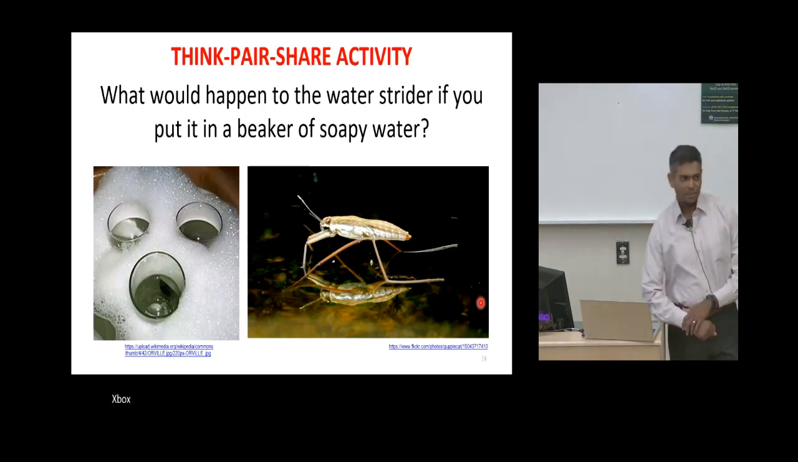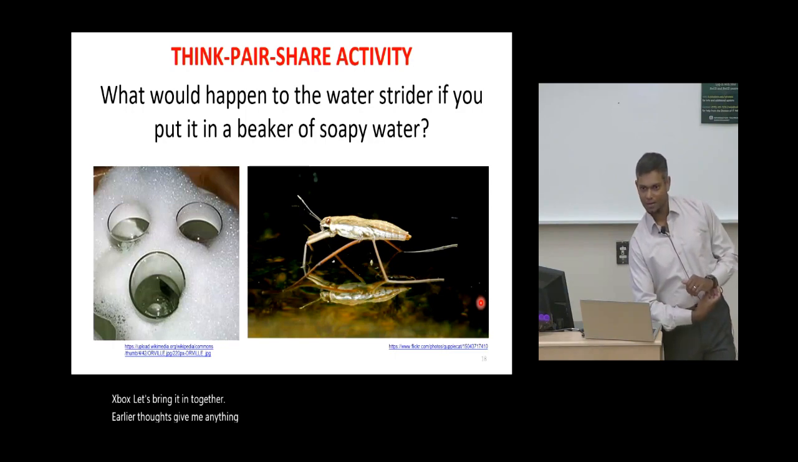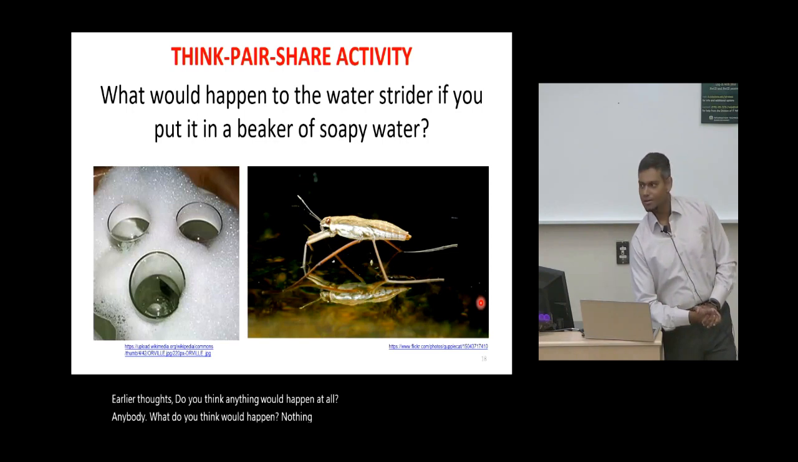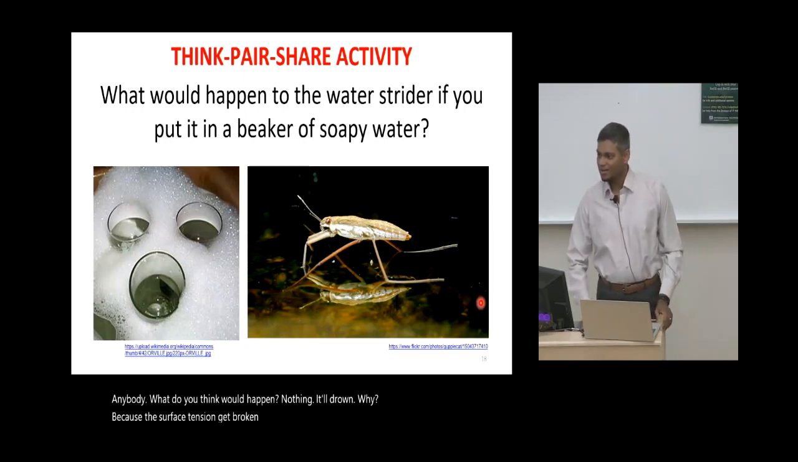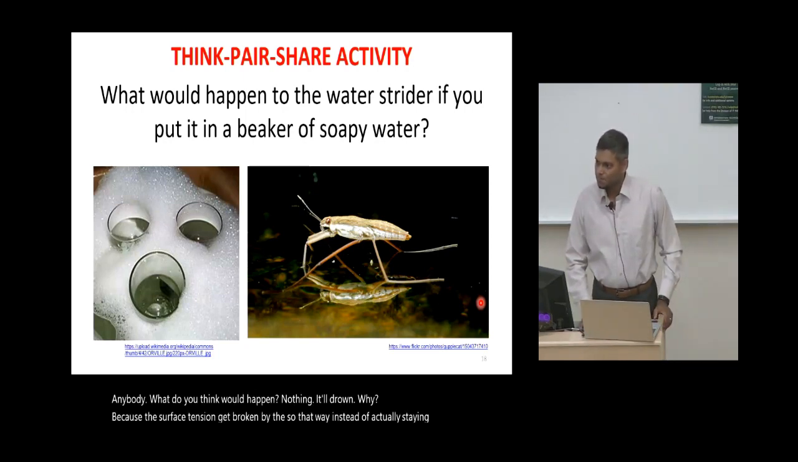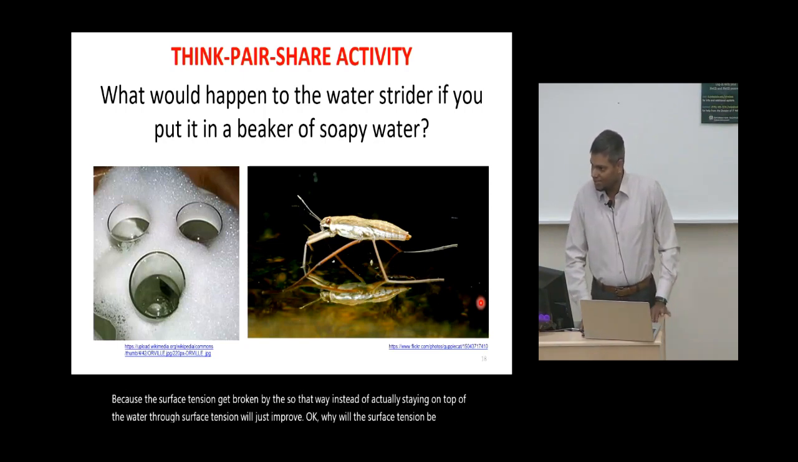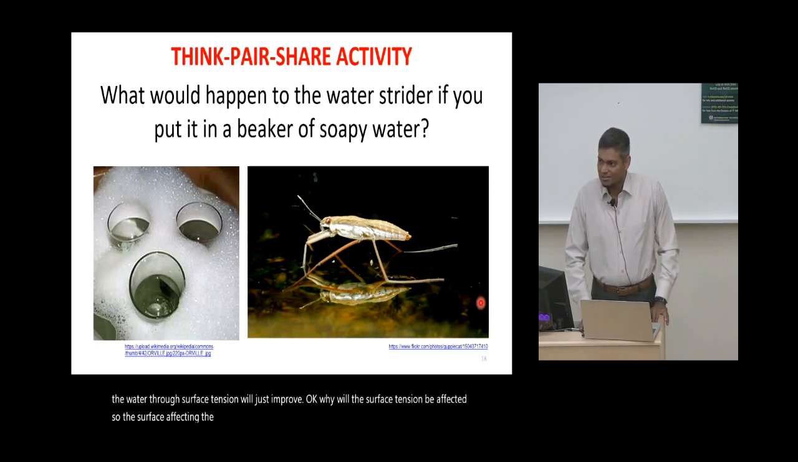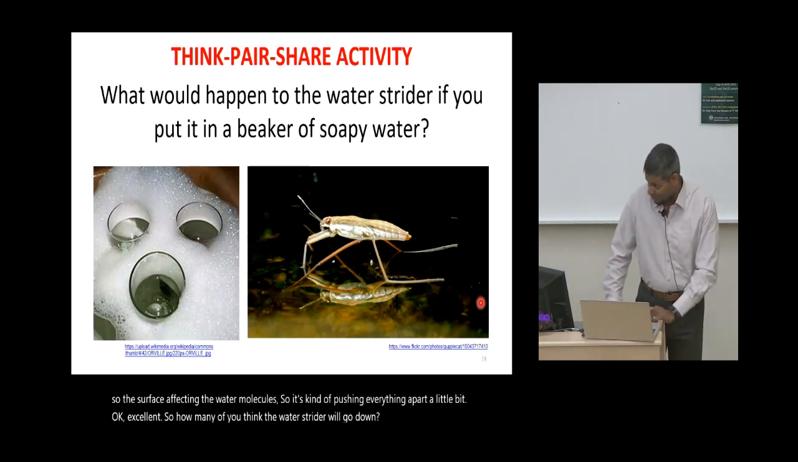Alright folks, let's bring it in together. What are your thoughts? Do you think anything would happen at all? Anybody? What do you think would happen? Nothing? It'll drown. It'll drown? Why? Because the surface tension will get broken by the soap. That way, instead of actually staying on top of the water through surface tension, it'll just sink through. Okay, why will the surface tension be affected? The soap is affecting the water's molecules, so it's kind of pushing everything apart a little. Okay, excellent. How many of you think the water strider will go down? Okay, that's the majority of the class. Alright, so that is correct. Thank you for sharing that.